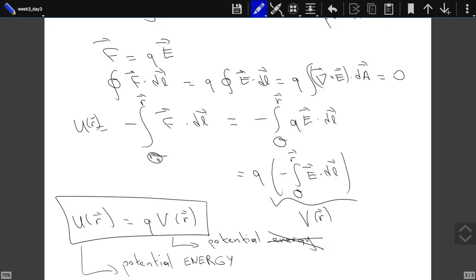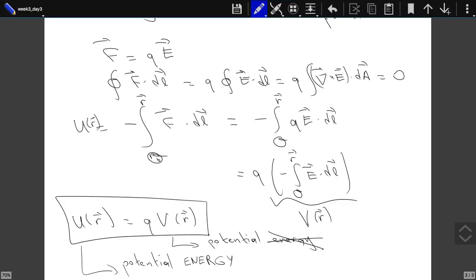Again, keep in mind that here we are assuming that we have these main charges somewhere, which create a potential at this point. And then I am bringing this additional charge Q to that final point from infinity, assuming that the potential at infinity is 0. By doing this, we are storing an energy U of R equal to Q times V of R in the system.